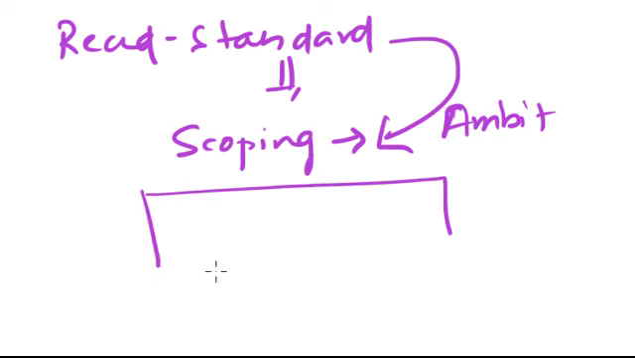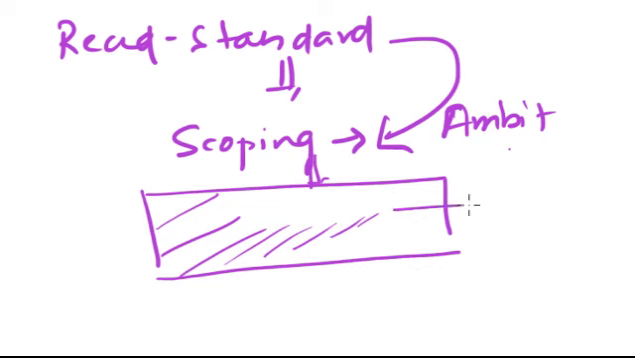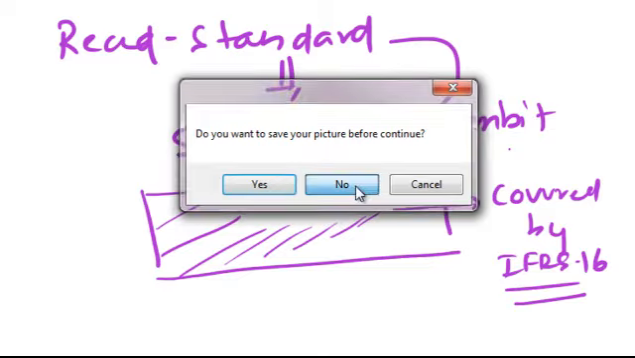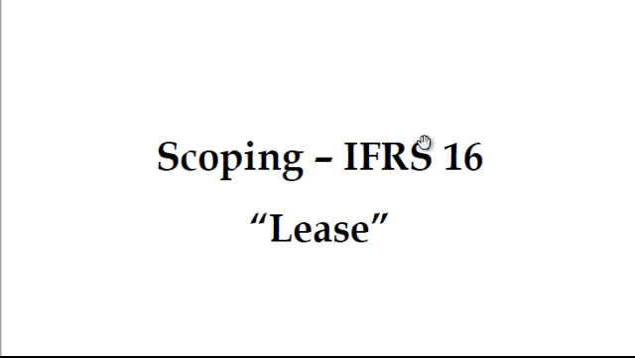For example, suppose I'm reading IFRS 16. When I read the scoping, it specifies the area, the items that are covered by IFRS 16. So scoping generally specifies the areas covered by a particular standard. In this video, we're going to discuss the scoping part of IFRS 16's lease requirements.